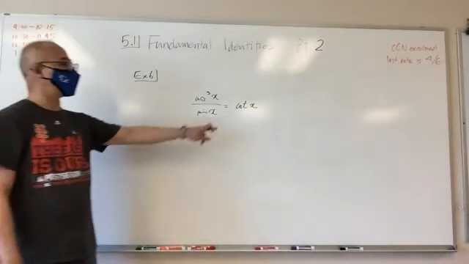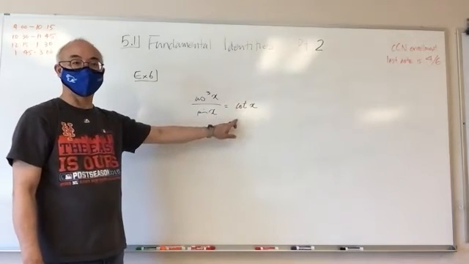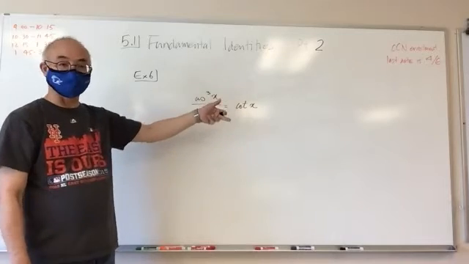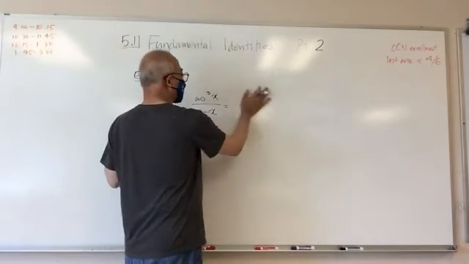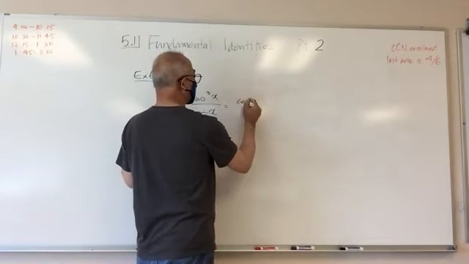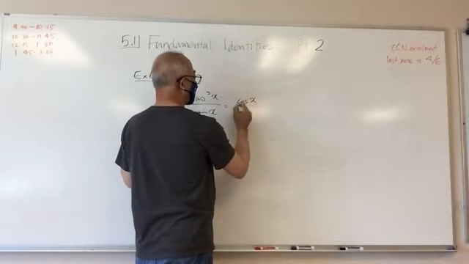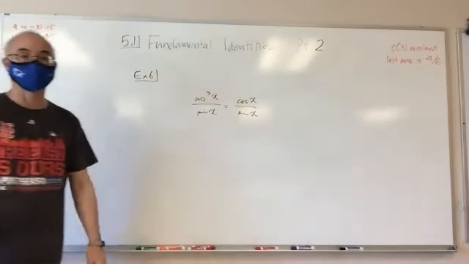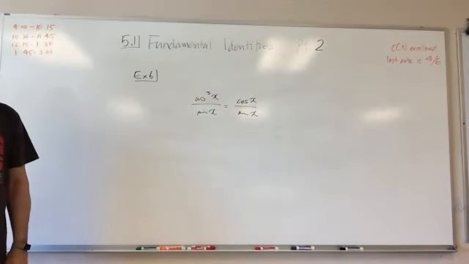So this would be cosine over sine, right? Where tangent was sine over cosine. So it's the reciprocal of that. So this is actually cosine x over sine x. Correct?